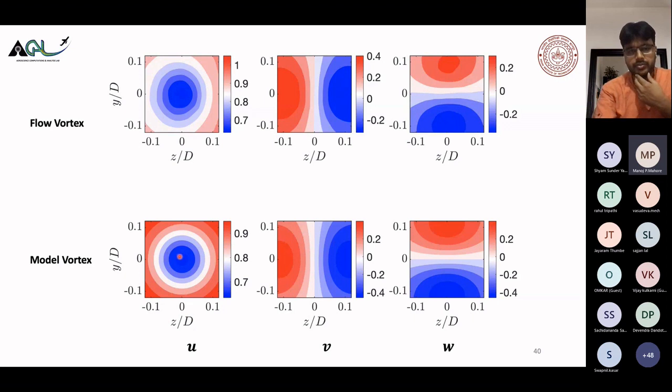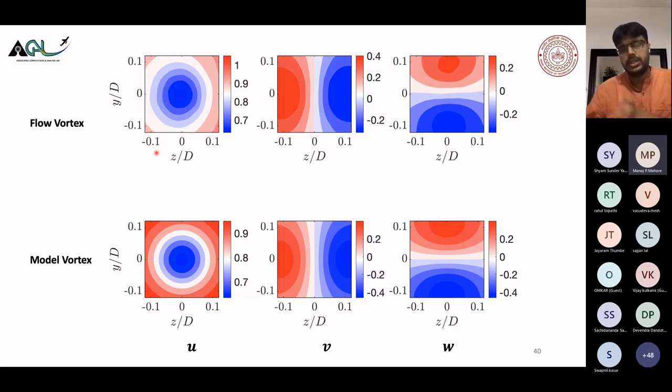We have the u velocity, the axial velocity, and the inclined velocities v and w. You can see that there is a very close resemblance between all of these. The issue with working with the actual flow vortex, which is coming from the LES, is that it is too complicated.